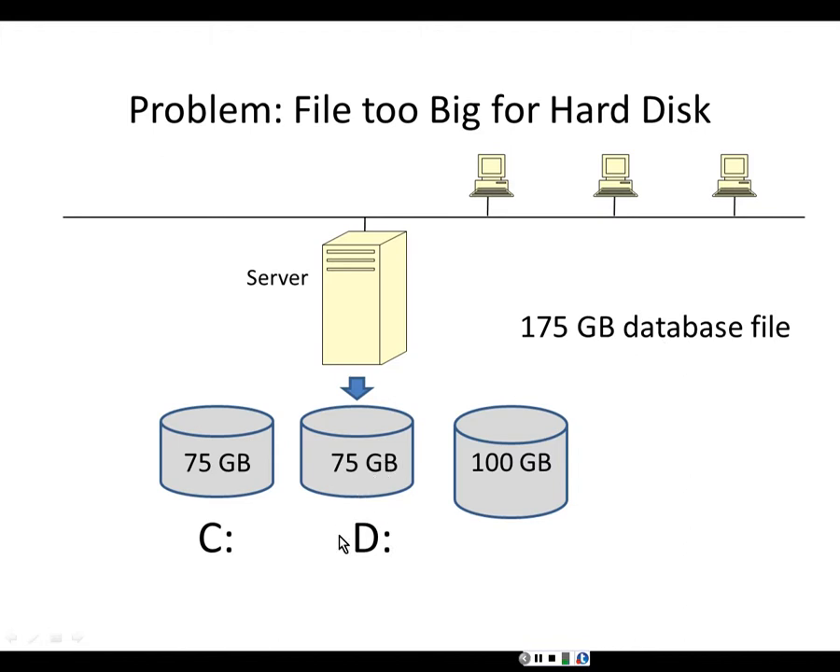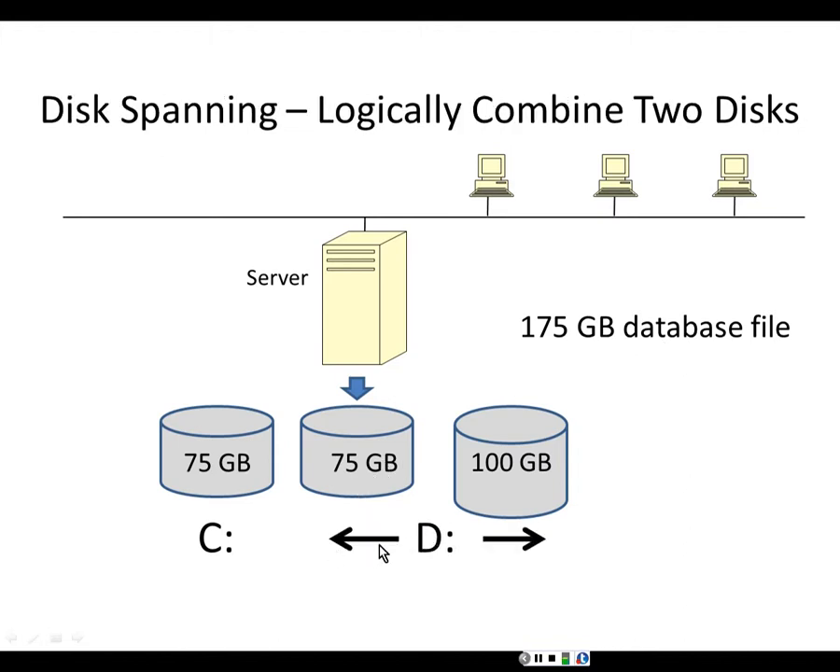Spanning is where we take the D drive and we span it across 2 physical hard drives. And what that does is it creates a single logical D drive, which is 175 gig in size. The operating system sees it as a single D drive, which is 175 gig in size. So the reason we use spanning is to logically combine 2 physical hard disks to create a larger hard disk. Notice that these 2 hard disks can be different sizes.